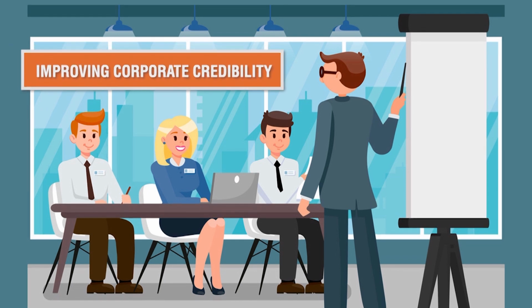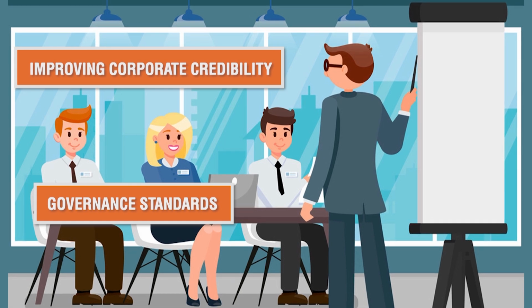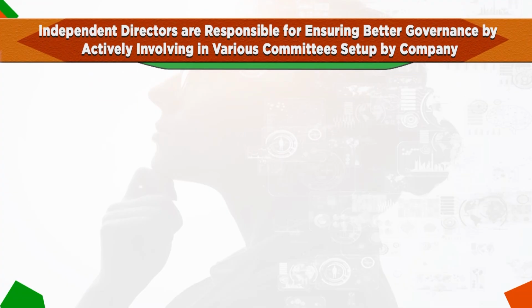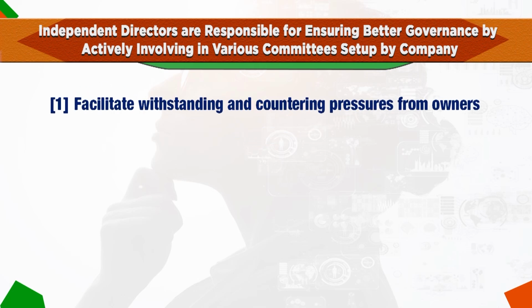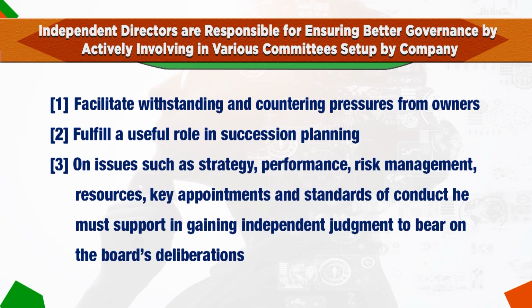The role includes improving corporate credibility and governance standards by working as a watchdog and helping manage risk. Independent directors are responsible for ensuring better governance by actively involving themselves in various committees set up by the company. Number first, facilitate withstanding and countering pressure from owners. Number second, fulfill a useful role in succession planning. Number third, on issues such as strategy, performance, risk management, resources, key appointments and standards of conduct, he must help in bringing independent judgment to bear on the board's deliberations.